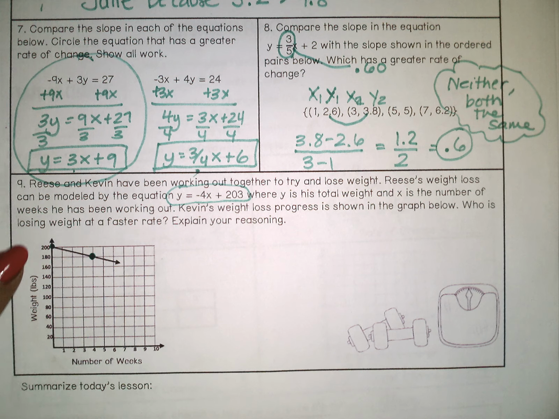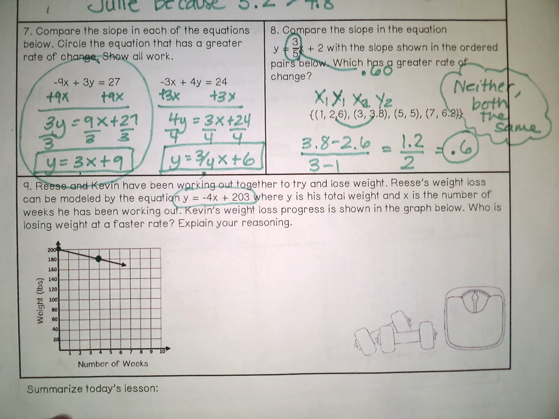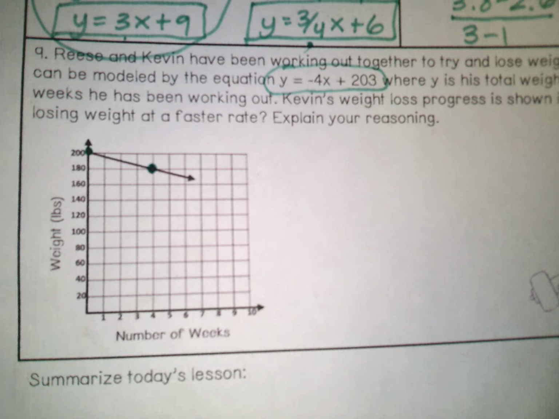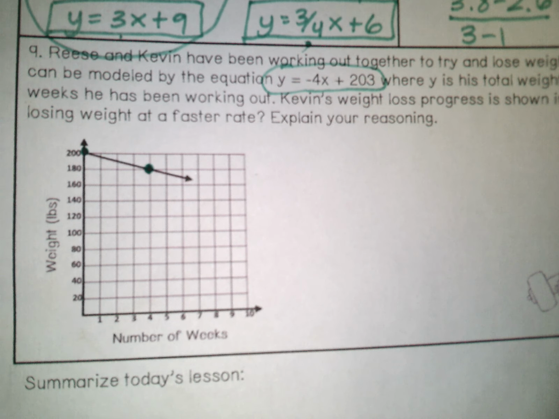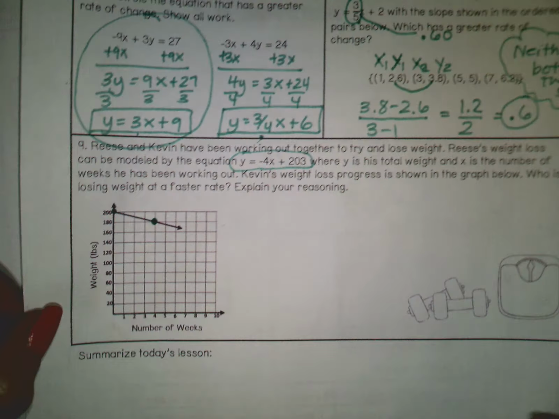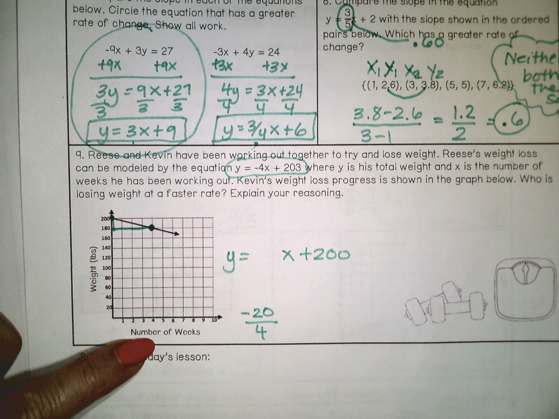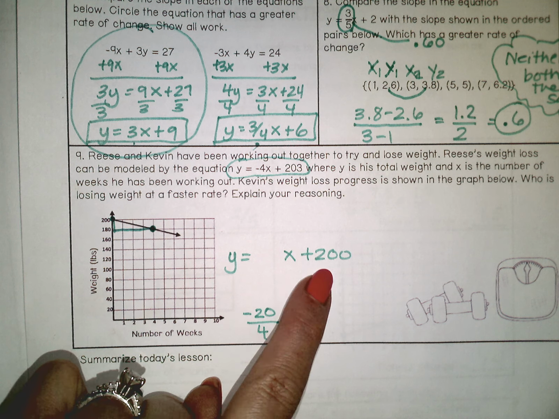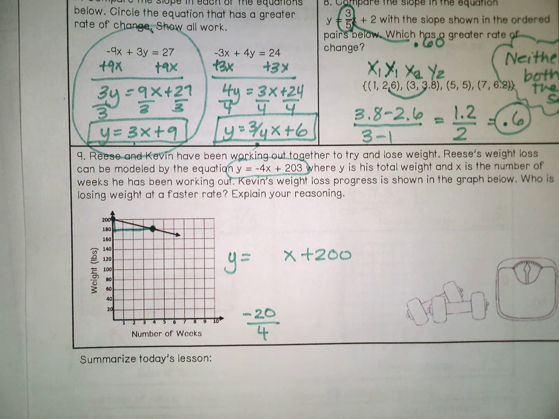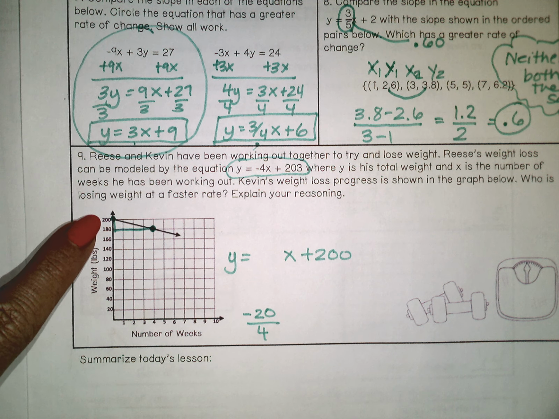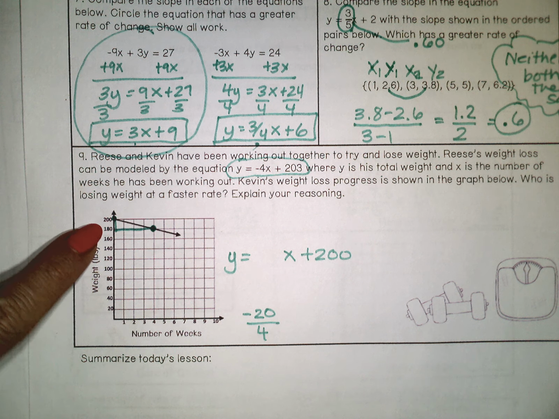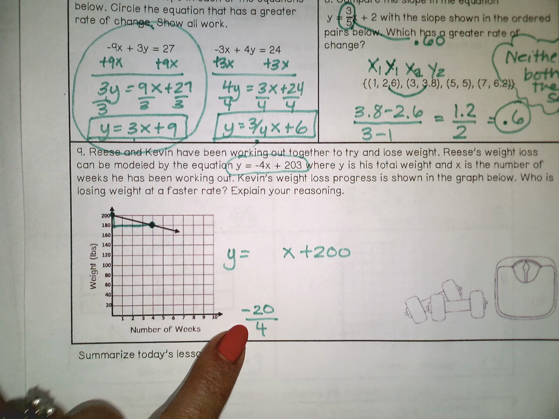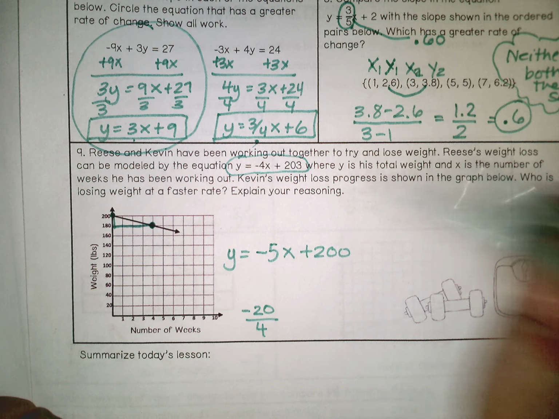Writing my equation here, I know I need y equals mx plus b. Here's my b. My y-intercept is positive 200. My m, my slope, it goes down 20 over 4 weeks. So down 20 is negative 20, divided by 4 is negative 5. So Kevin's equation is y equals negative 5x plus 200. Reese's equation is y equals negative 4x plus 203. So what this means is Kevin is starting out at 200 pounds and he is losing 5 pounds per week.